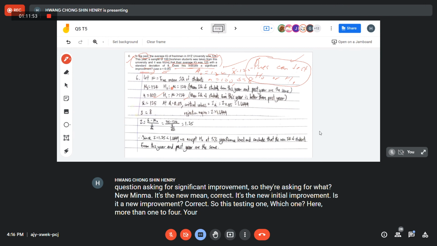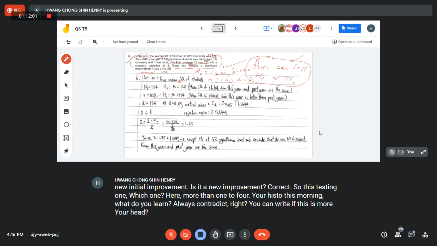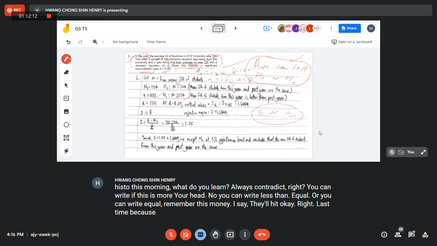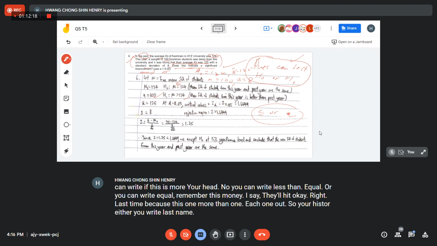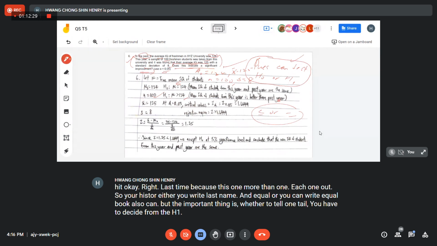Your H0, this morning, what did you learn? Always contradict, right? If this is more, your H0 you can write less than or equal, or you can write equal. Remember this morning I said your H0 can be written as less than, because H1 is more than. So either you write less than and equal, or you can write equal. Both can. But the important thing is whether it is two tail or one tail, you have to decide from the H1. So H0, you write this or this, no issue.